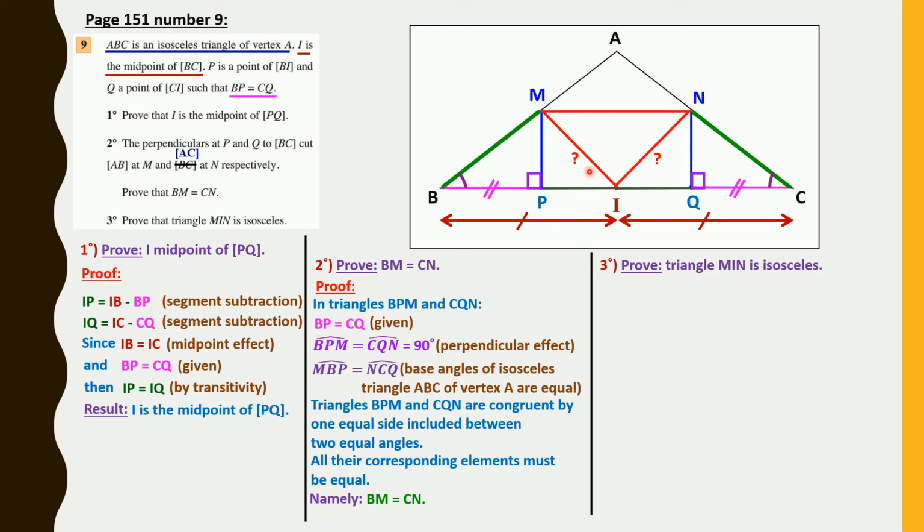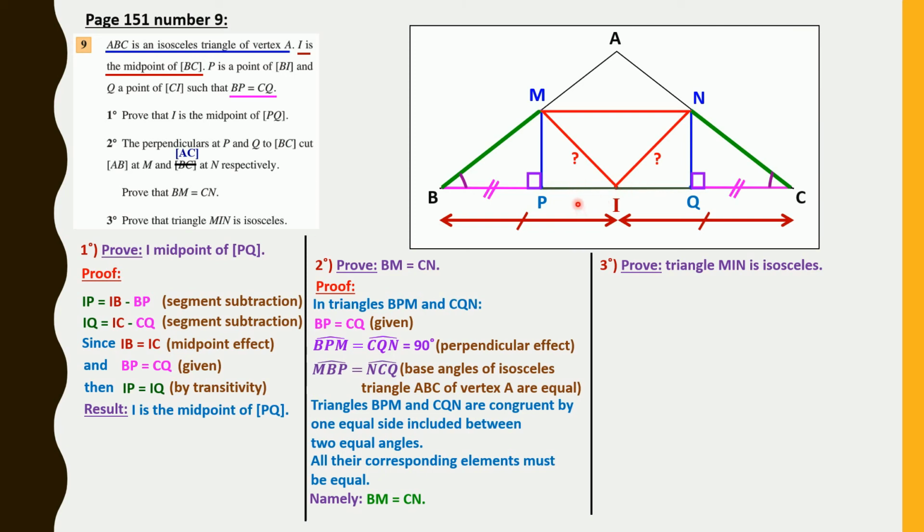Let's choose two triangles where IM is a side of the first triangle and IN is a side of the second triangle, and let's prove that they are congruent. Here, if you notice, IM is a side of triangle IPM. It's also a side of triangle IMB. So you can choose. Here we have more than one method. Let's choose the triangle IPM. IM is a side of triangle IPM, and IN is a side of triangle IQN. Let's try to prove if these two triangles are congruent.